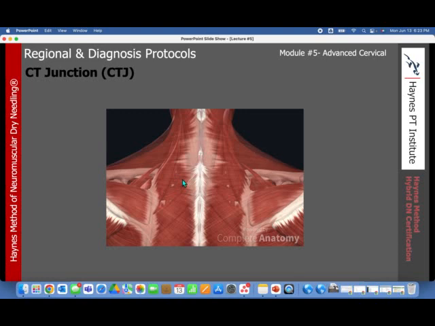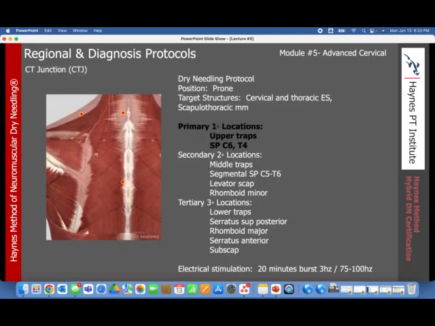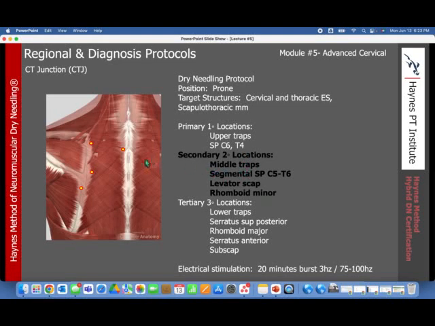For issues at that CT junction as well, here our primary location is going to be the upper traps and the spinous process of C6 and T4. Our secondary will be the middle trapezius, which we haven't gotten to but we'll get to, and then segmentally at the spinous process anywhere from C5 down to T6. We'll throw in the levator scap, which you see here, and then the rhomboid minor, which you see right at the root of the spine of the scapula.